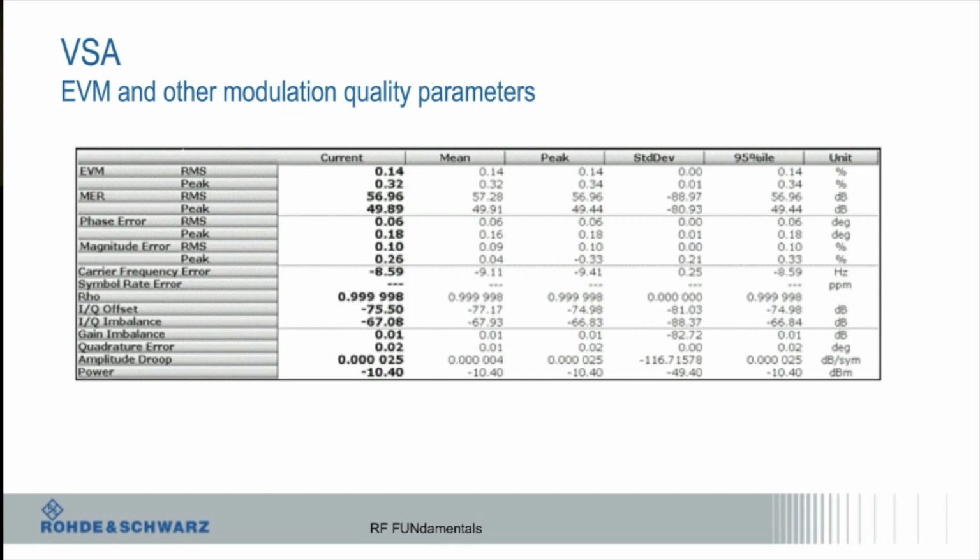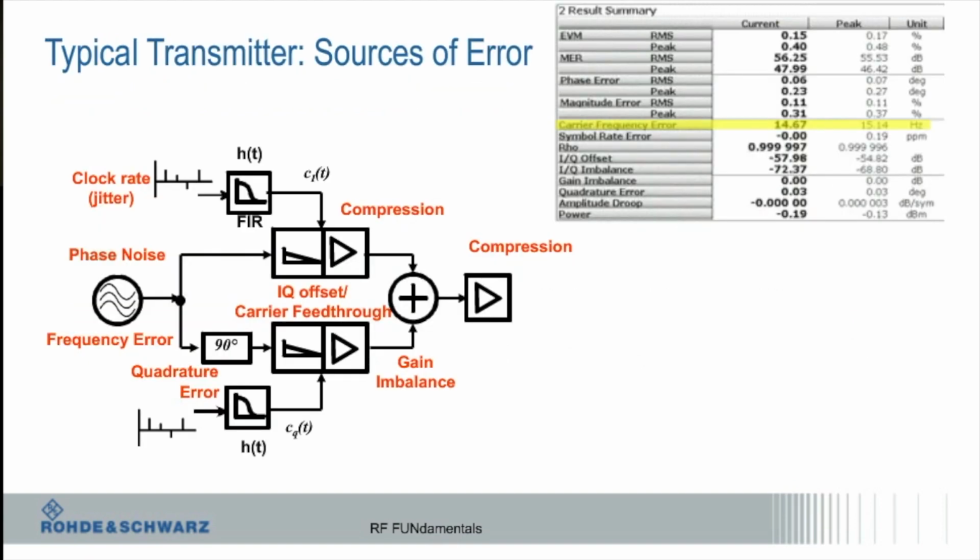Okay. So the VSA, the EVM, and other modulation quality parameters. Here's kind of everything that you get out of the VSA. You can see here there's EVM, MER, phase error, magnitude error. I think I talked about all of these. Power, amplitude droop.